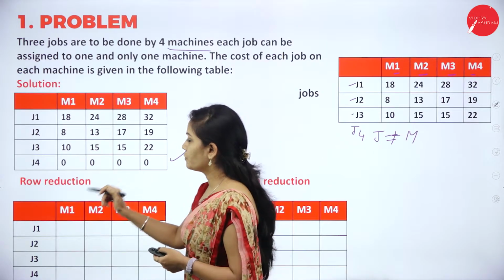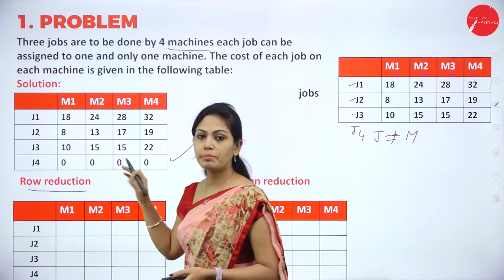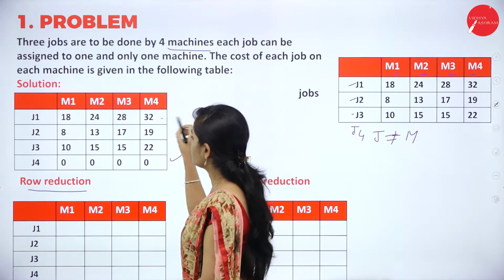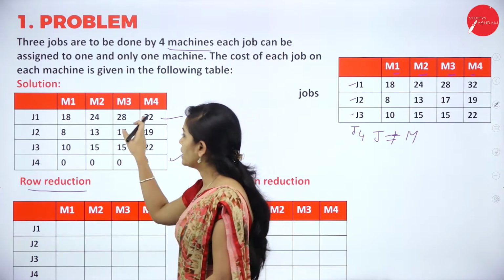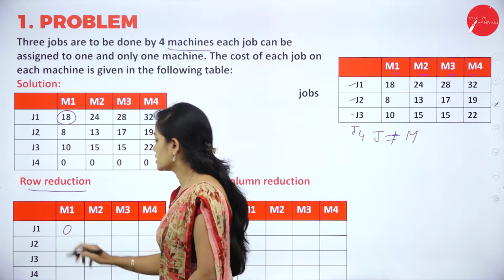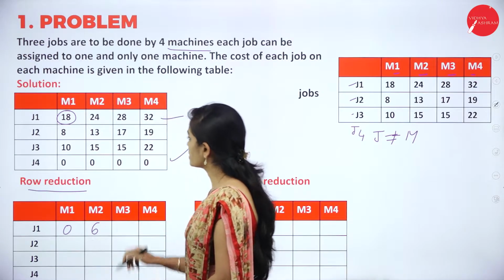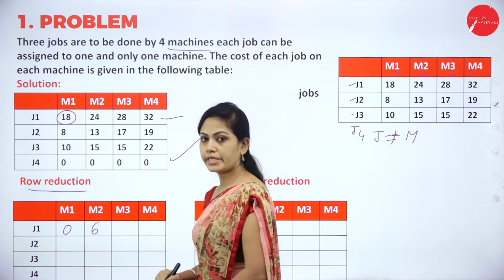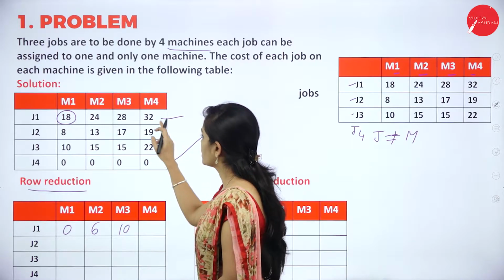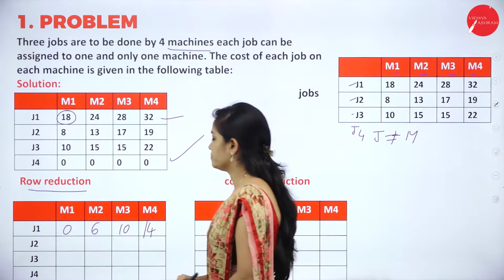So now the first method is row reduction. I have to find the row reduction for this matrix. So first I will consider the first row. In the first row, the least value is 18. 18 minus 18, 0. And 24 minus 18, 6. 28 minus 18, 10. 32 minus 18, so it is 14. Clear?